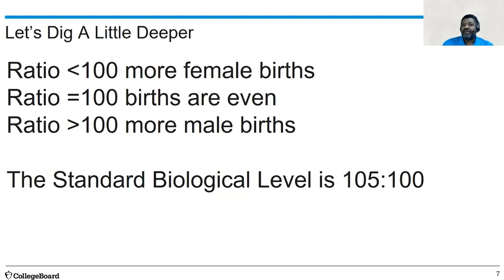If the ratio is at 100, that tells us that male births to female births are pretty much even. If it's greater than 100, that tells us that there are more male births, more male babies, than there are female babies. Scientists tell us that the standard biological level is 105 male births to 100 female births. There is no consensus as to why that is the case, but it's pretty much consistent across the globe.